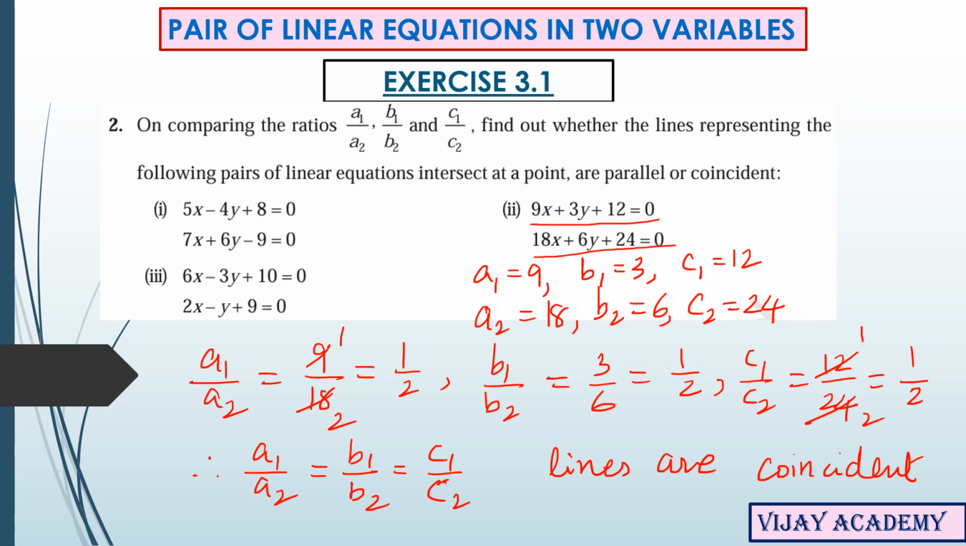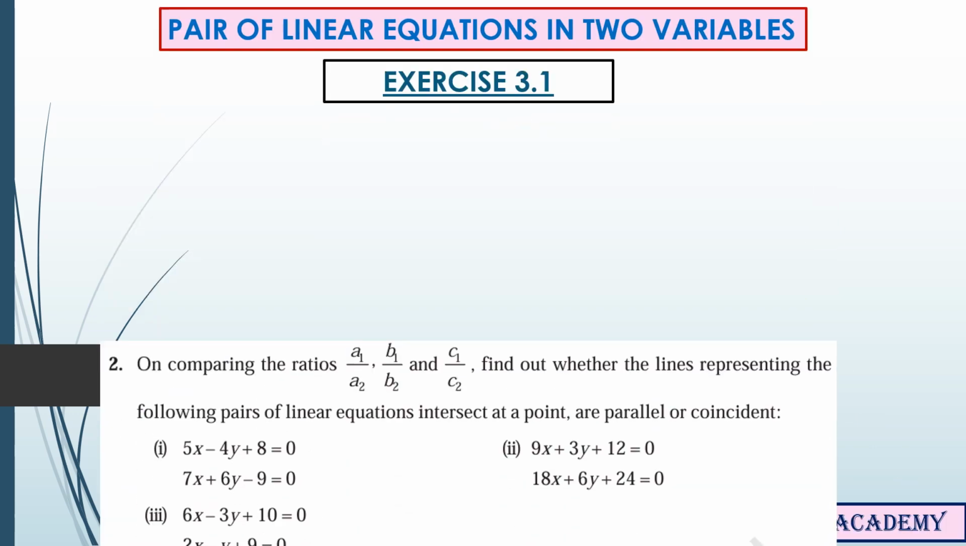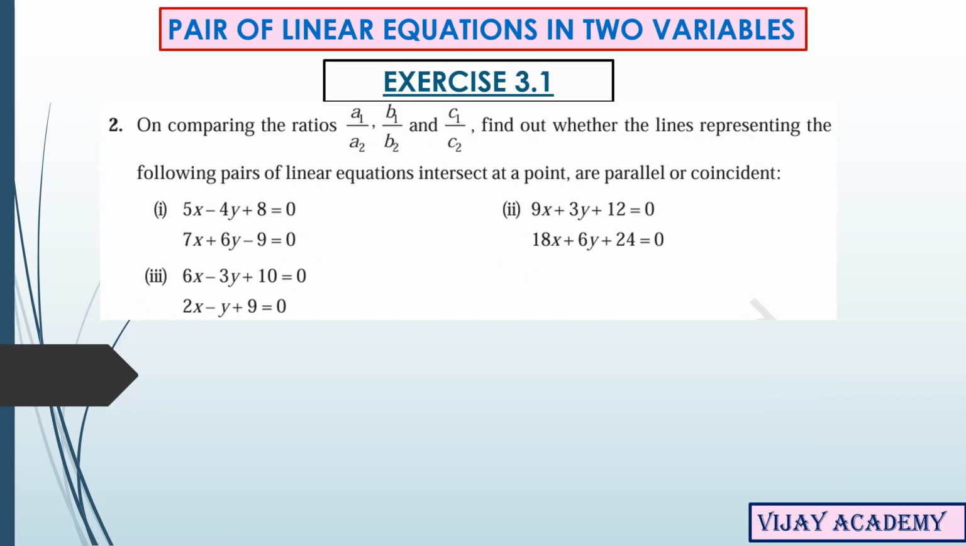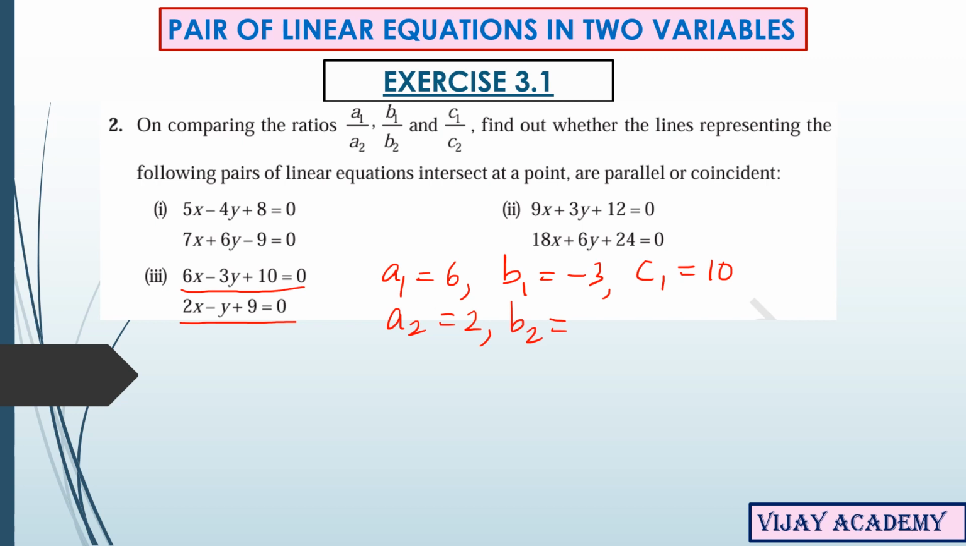So now let's go to the third question, that is 6x minus 3y plus 10 equals to 0, 2x minus y plus 9 equals to 0. So for which a1 is 6 and b1 is minus 3, c1 is 10 and a2 is 2, b2 is minus 1, c2 is 9.